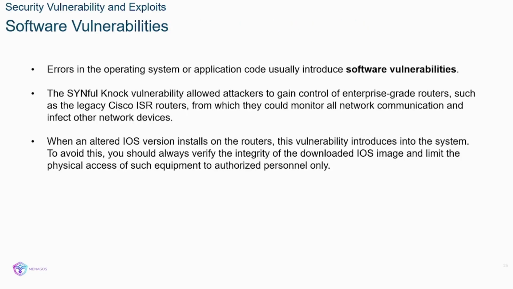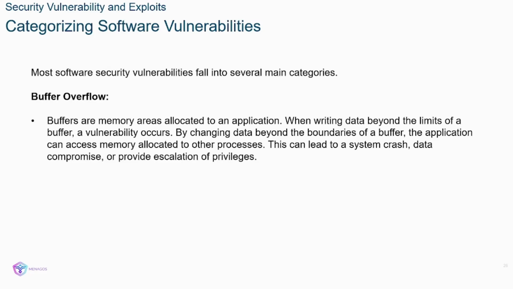Of course, software flaws are just as dangerous. A famous one, SYNful Knock, allowed attackers to hijack Cisco routers by installing a modified operating system. It shows why verifying software integrity is critical. Common categories include buffer overflows, where data spills over into memory it shouldn't, causing crashes or privilege escalation. These bugs are well known but still a favorite for attackers.